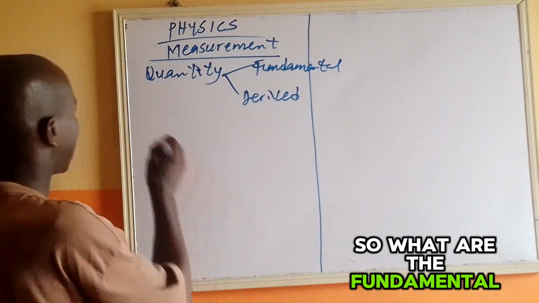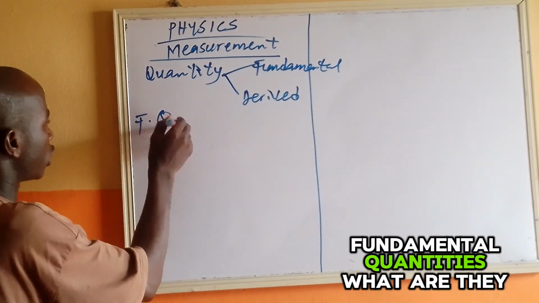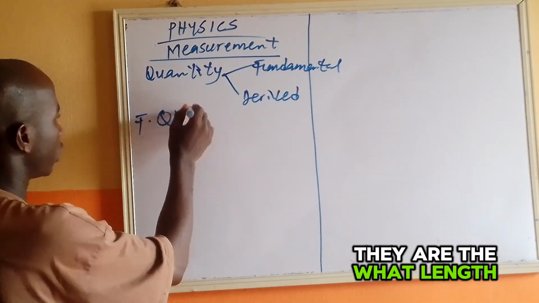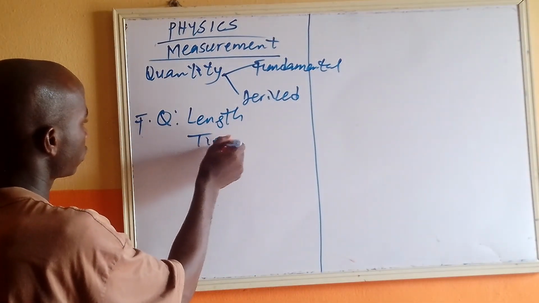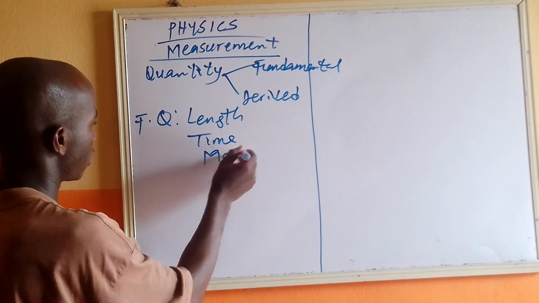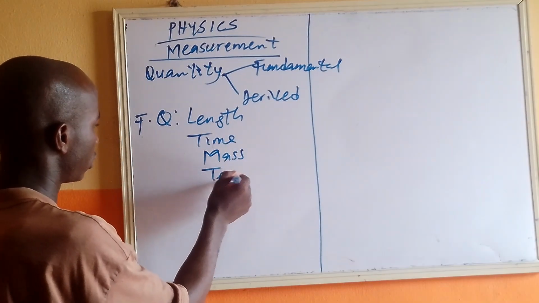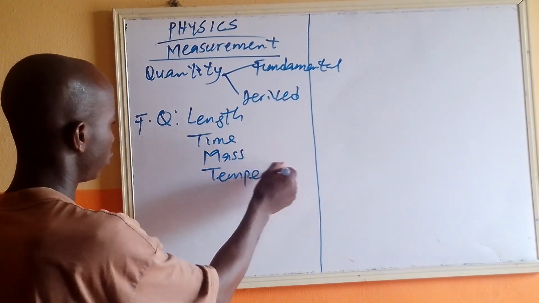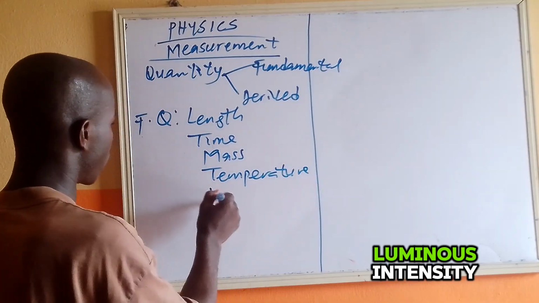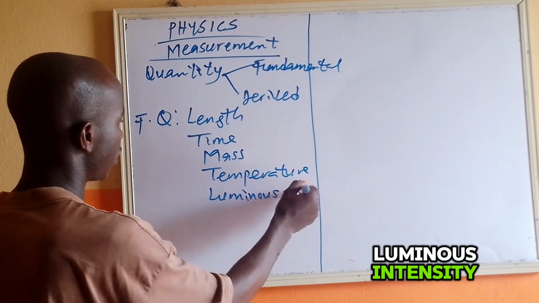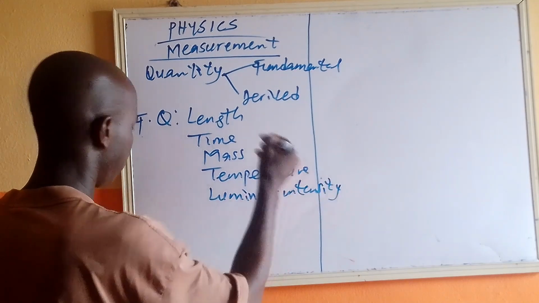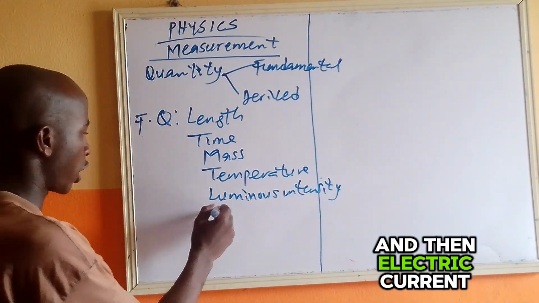So what are the fundamental quantities? Fundamental quantities, what are they? They are length, time, mass, temperature, luminous intensity, and then electric current.